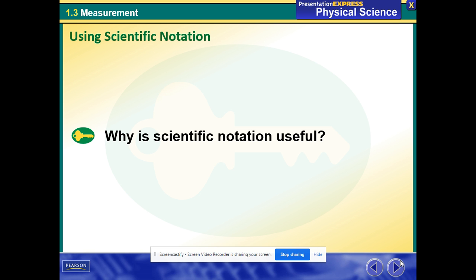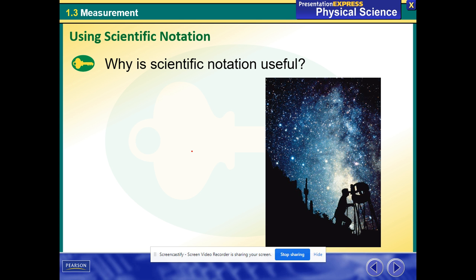The first type of measurement we're going to focus on is scientific notation. And our key question we want to answer is, why is scientific notation useful? Scientific notation is something that you've probably seen in your math class. If you've ever seen something written as 3 times 10 to the second, this is an example of scientific notation.